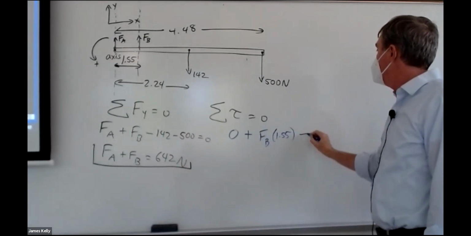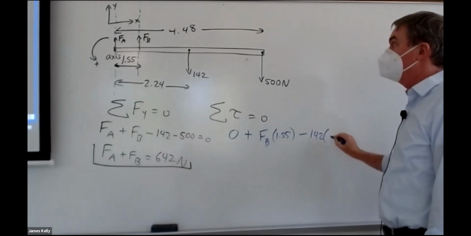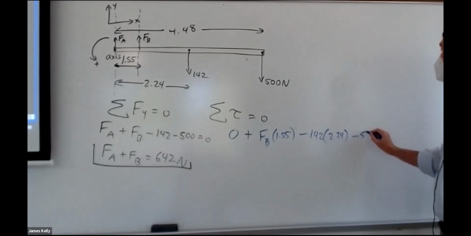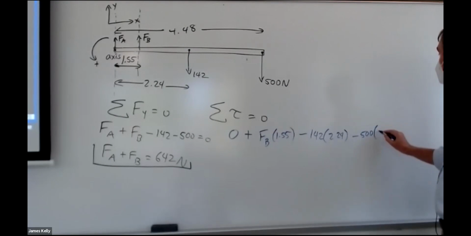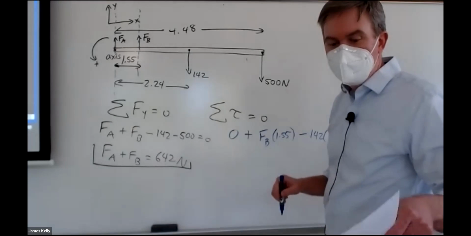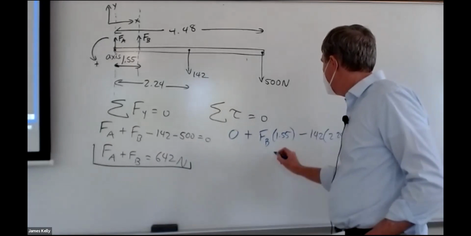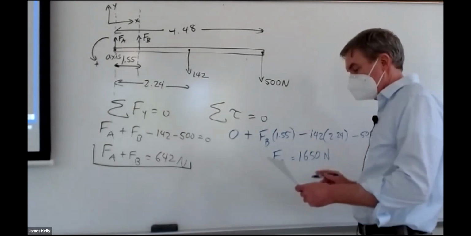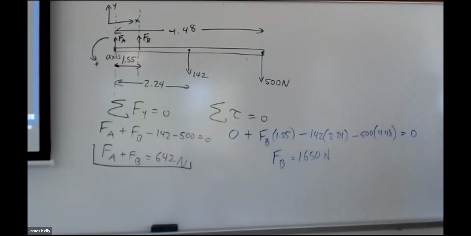Okay, so that's minus 142 times its moment arm, which is 2.24, minus 500 times its moment arm, which is 4.48. And the sum of all 4 of those torques has to be 0. That allows me to solve for FB. And I get FB is 1650 newtons. Positive, so that means B is pushing up, like we guessed.